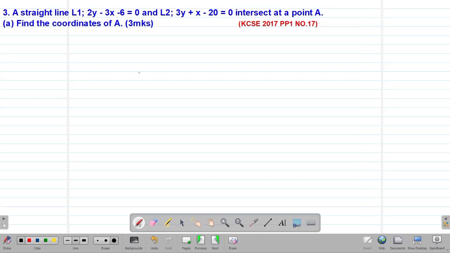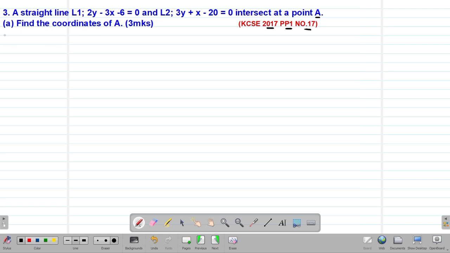Welcome to today's class. It's our 5th lesson on a Form 2 mathematics topic called equations of a straight line. We are looking at our third example, which is a past KCSE question tested in 2017, paper 1, question number 17. It reads that a straight line L1 whose equation is 2y minus 3x minus 6 is equal to 0 and L2 whose equation is 3y plus x minus 20 is equal to 0 intersect at a point A. In part A of the question, we are required to find the coordinates of point A.